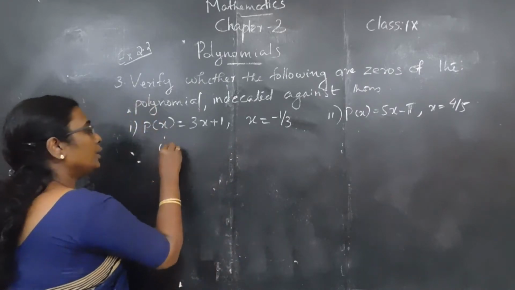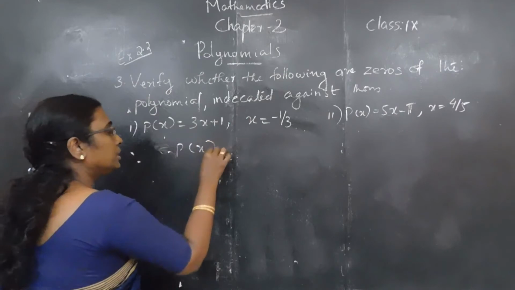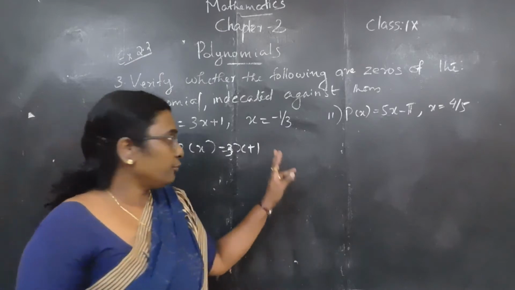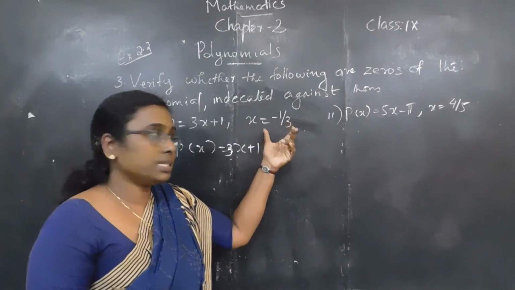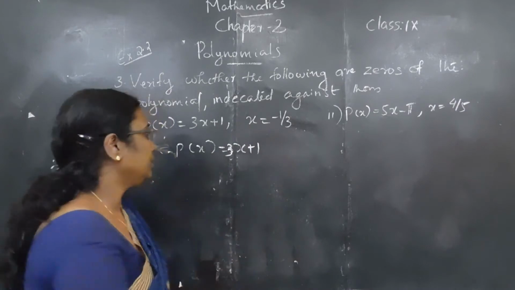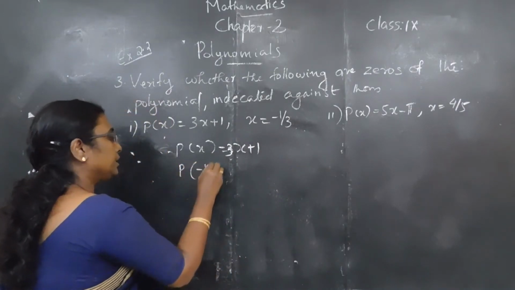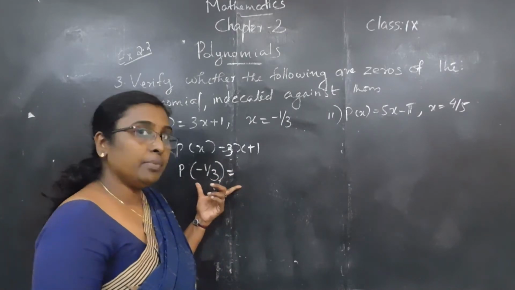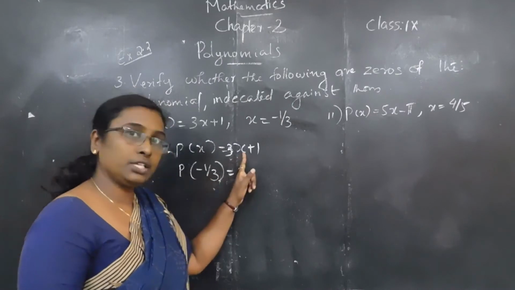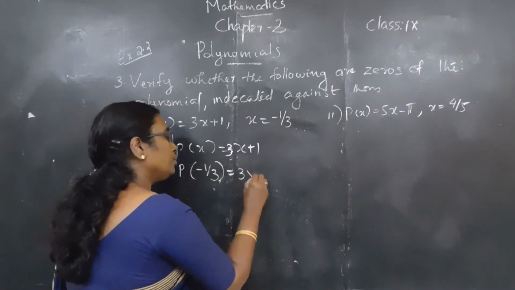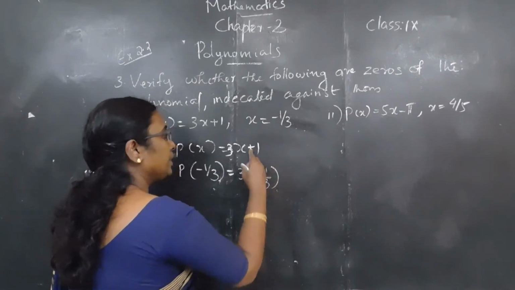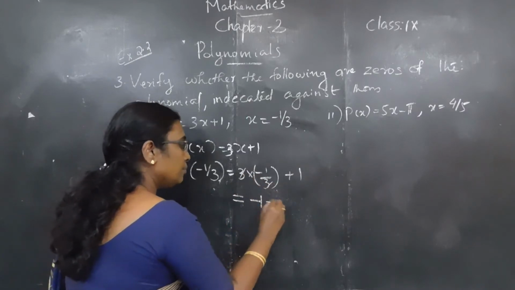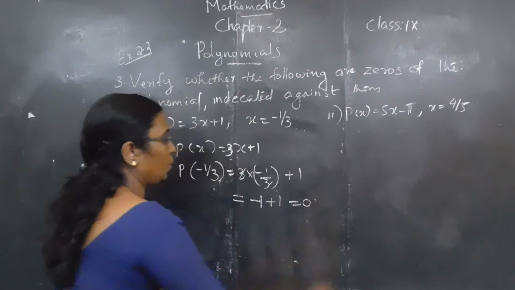Let the given polynomial be p(x) = 3x + 1. In order to find whether x = -1/3 is a zero of this polynomial, we have to find the value of p(-1/3). P(-1/3) is obtained by substituting -1/3 in place of x. That is, 3 into -1/3 plus 1, the 3 and 3 get cancelled. Minus 1 plus 1 equals 0.